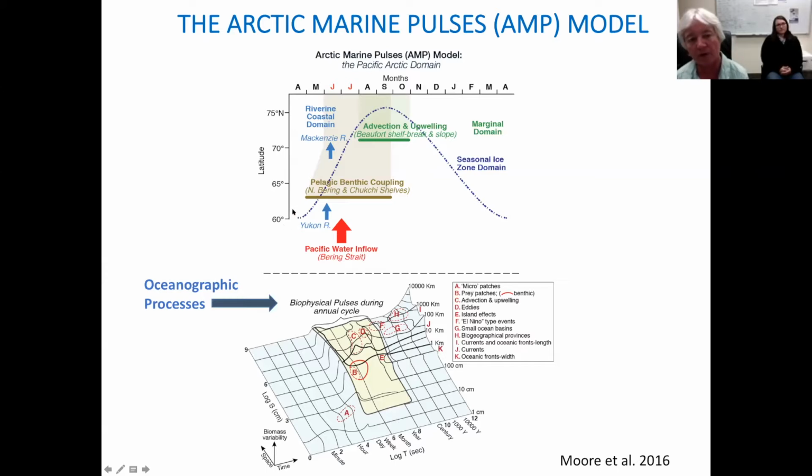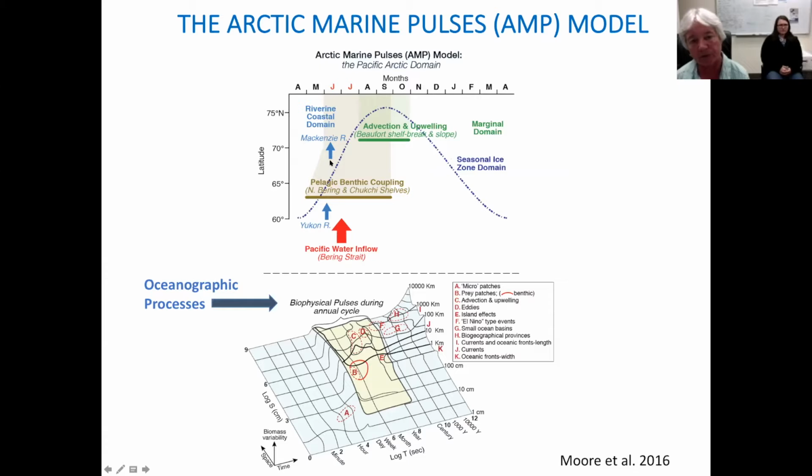You're in the Pacific Arctic domain from about 60 degrees north in the northern Bering up to roughly 80, 85 in the Beaufort Sea. The model runs from April through the following April of the year. It includes the seasonal ice domain, which basically moves the ice backwards and forwards, kind of like a curtain coming up and down in the system. As that curtain of ice moves beyond the shelf and into the deep water, that influences advection and upwelling in the marginal domain. And as that curtain is moving back, you get the freshets of the rivers.